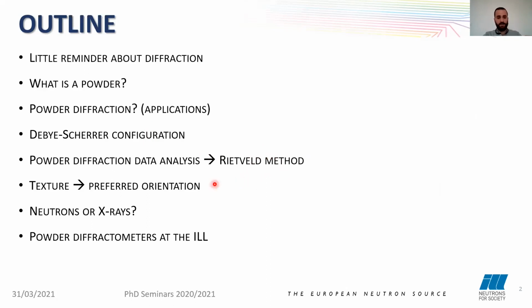After this, I will present one of the applications of powder diffraction when the material is not an ideal powder, and we can determine the texture, the preferred orientation of the crystallites. And then I will discuss advantages of using neutrons with some examples. And finally, I will present some of the powder diffractometers that we have at the ILL.